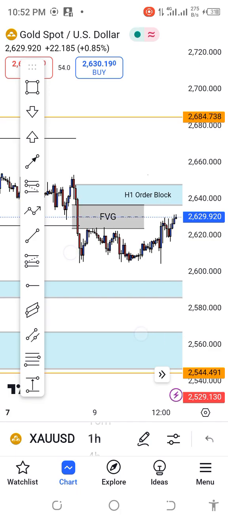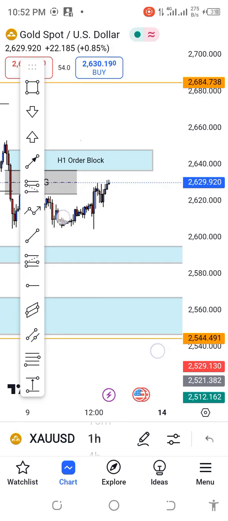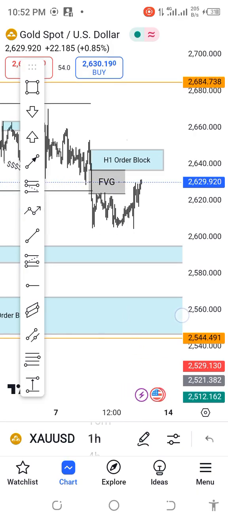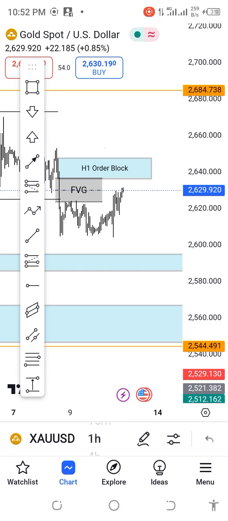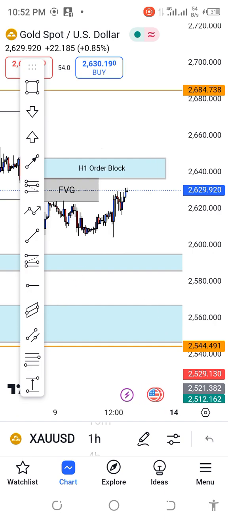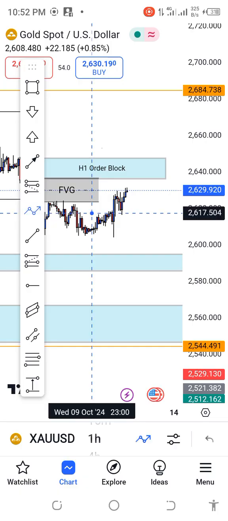So what I do, I mark my FVG, that's my fair value gap, and I mark my order block. As I mark my order block, what I do next is wait for price patiently. That's my strategy. If you're not patient, you can't use this strategy. So I wait for price to patiently tap my order block. Once price taps my order block, what do I expect?